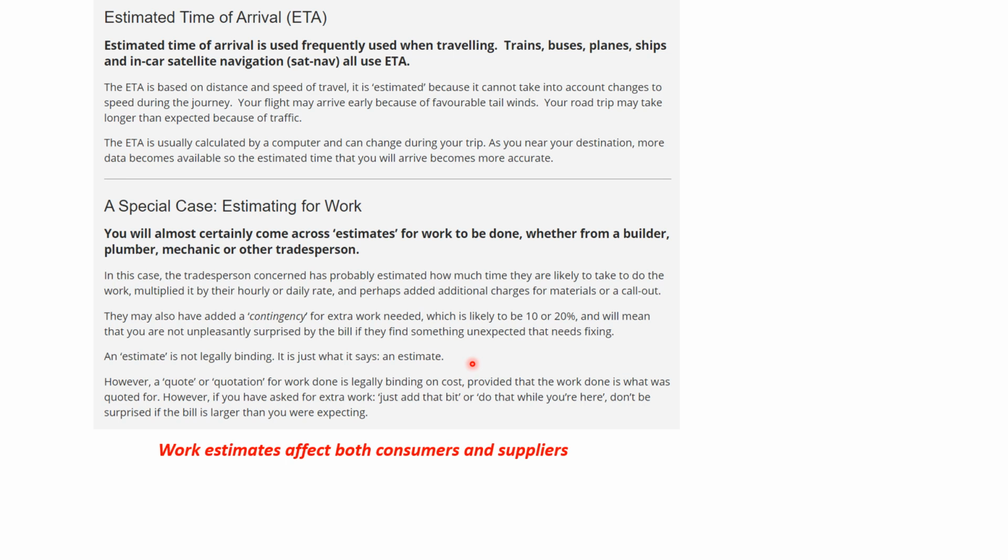This means that they don't want you to be unpleasantly surprised when you get the bill. Now, an estimate is not legally binding, it's just what it said, but a quote is something different. If they give you a quote, they're making an agreement to do the job for that amount of money. Work estimates affect both consumers and suppliers, and I'm going to give you a problem to estimate later about the exact quotes.